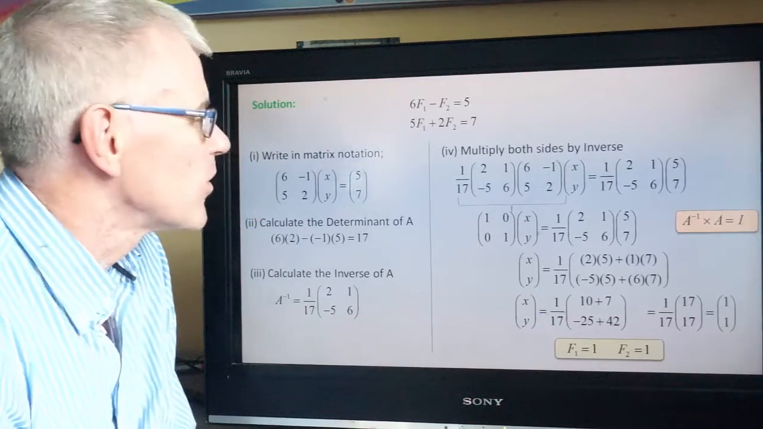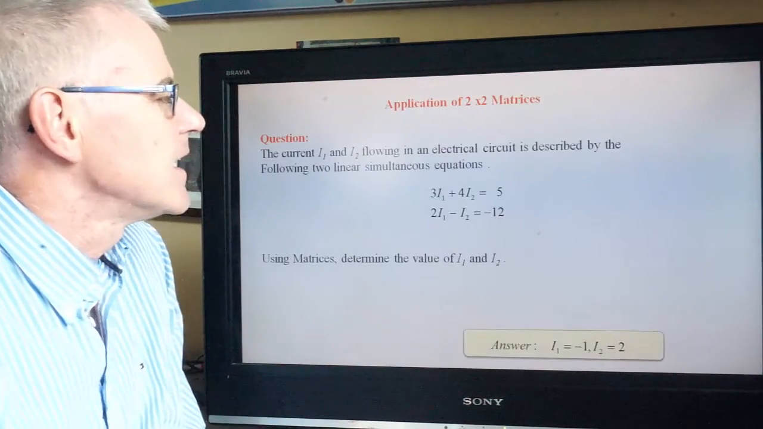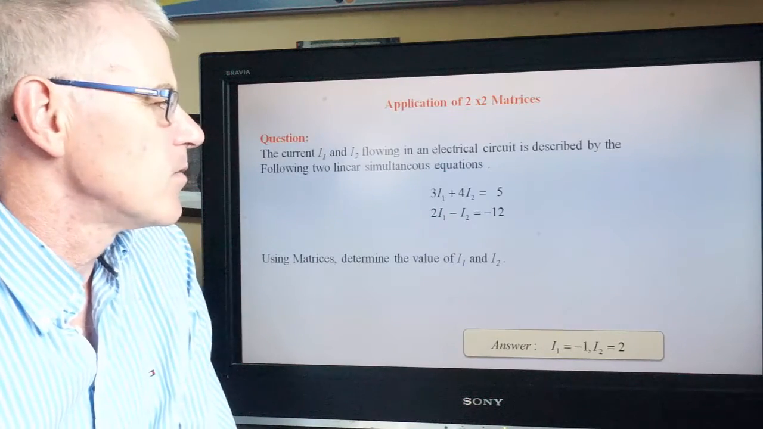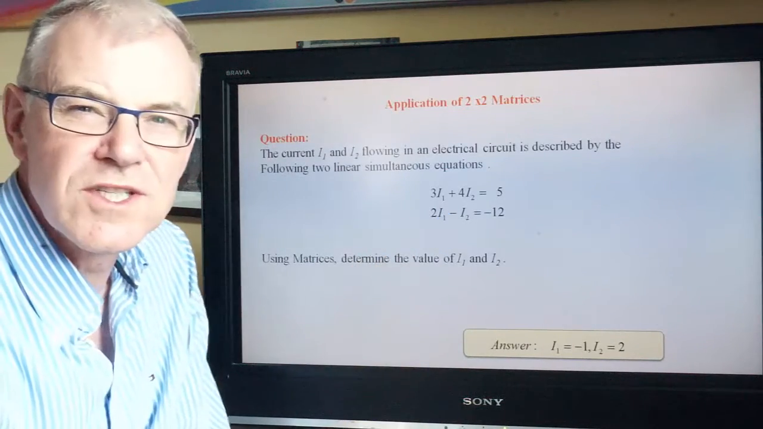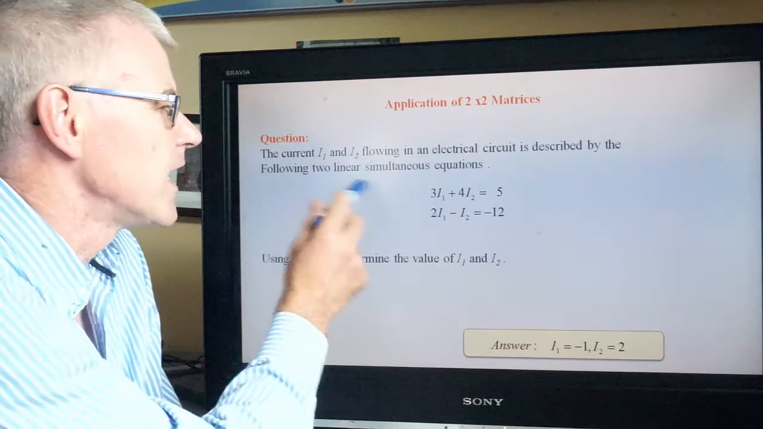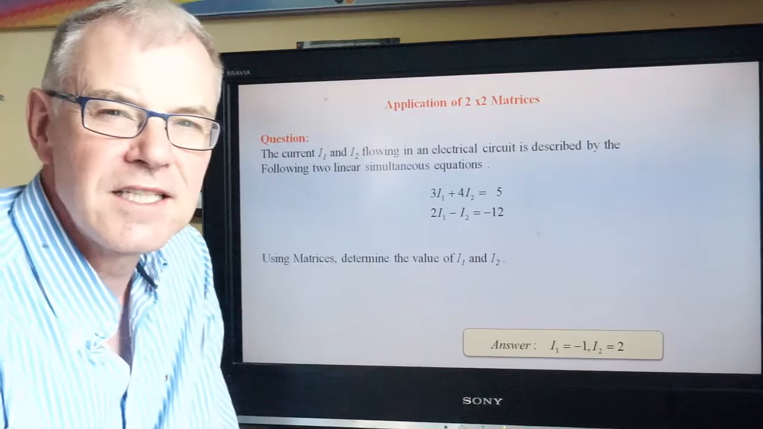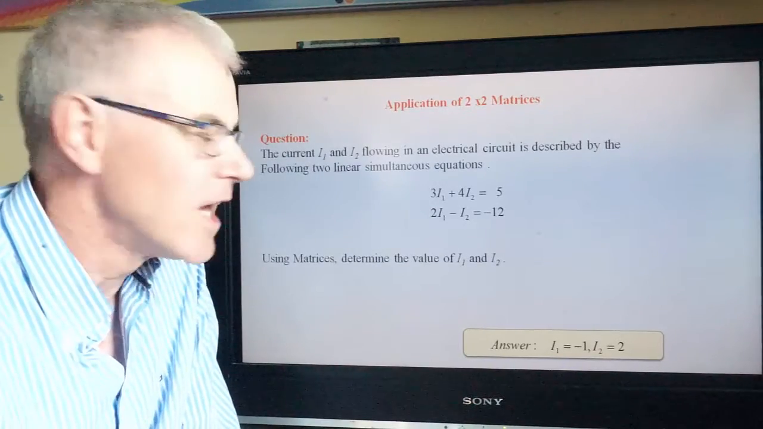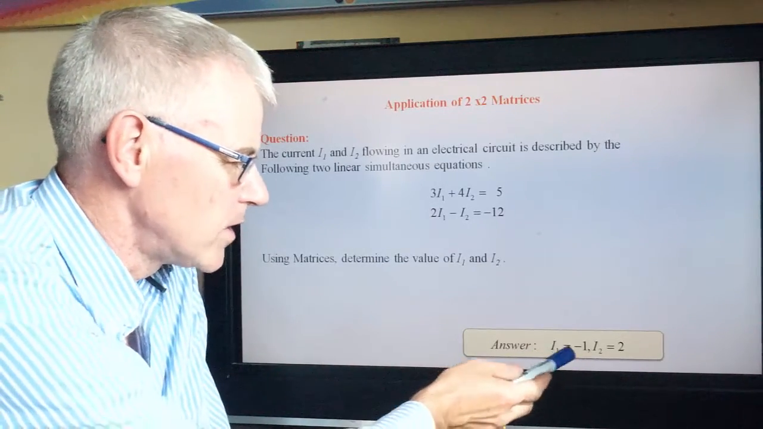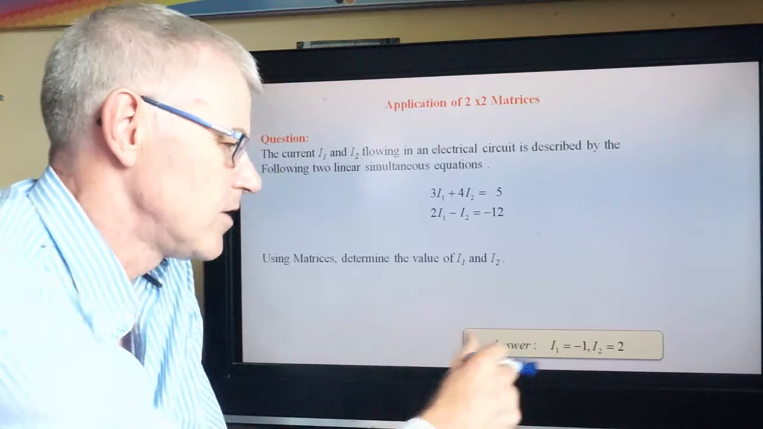So here's another question that you could try. And again, this time we have two linear simultaneous equations which describe the current flowing in an electric circuit, and you're asked to calculate I1 and I2. So have a go at that and see can you get that I1 is minus 1 amp and I2 is 2 amp.